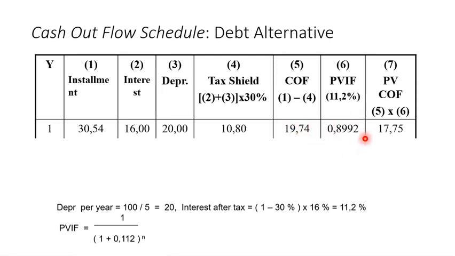And the discount factor for year 1 is 0.8992. You just put it over here. Remember that I made the time value of money material before this slide. And after that, the present value of the cash outflow for year 1 is 19.74 times 0.8992, and that will give you 17.75 million.